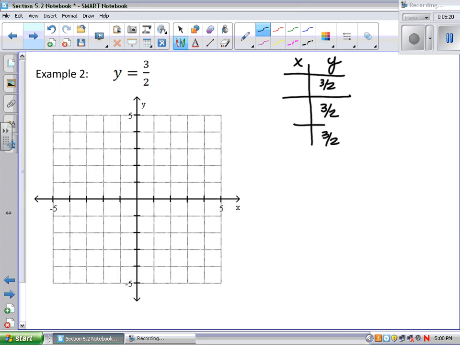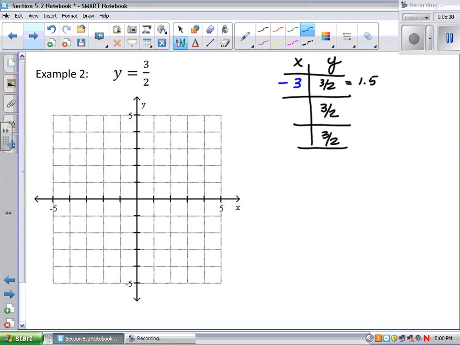It helps you to put lines across it to make your table. 3/2 is the same as 1.5. And in this, it leaves the x values completely open. My equation doesn't tell me anything at all about x. I can choose whatever values I like for x.